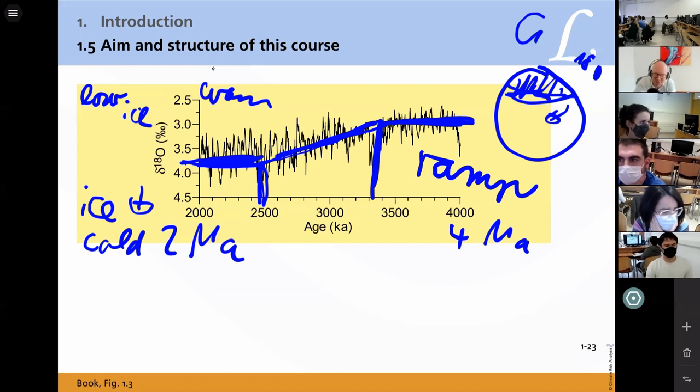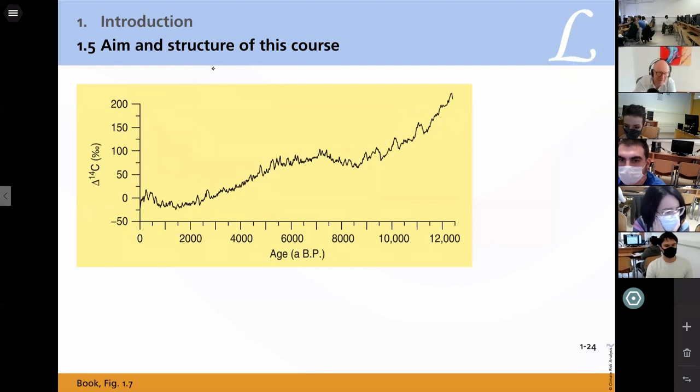Interrupt me if I need to explain things again. This is radiocarbon against time. So we are speaking now about the past 12,500 years or so, up to the age zero.